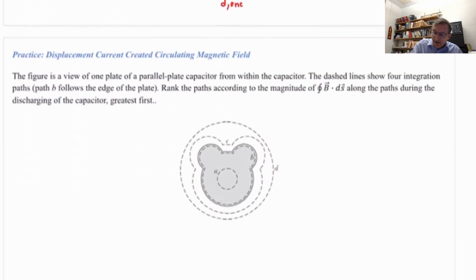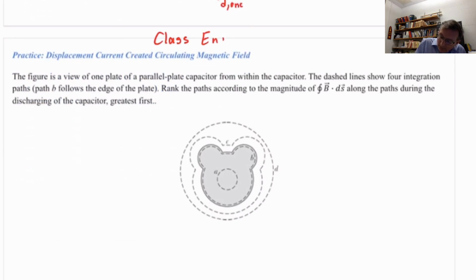So I will leave you with a class engagement exercise on Blackboard. Okay, that goes like this. It's about displacement current created by circulating magnetic field, or correlated with. All right, now it's really important to be clear what we're looking at here, because it looks a little odd perhaps to you.